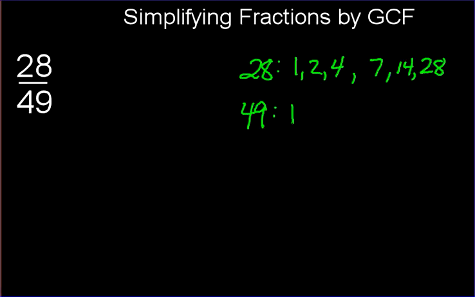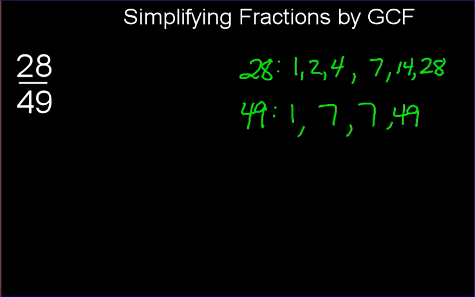Okay, 1 and 49. All right, 2 doesn't go into it because it's not even. 3 doesn't go into it because 9 plus 4 is 13, and 3 doesn't go into 13. 4 doesn't go into it. 5 doesn't go into it. 6 doesn't go into it. What about 7? 7 times 7 is 49. All right, so now we've definitely met in the middle there because we have the same number on both sides.